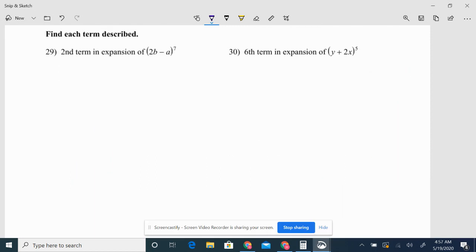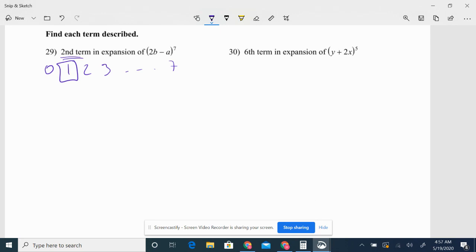Now let's take a look at number 29 and 30. Oh, for 27 and 28, expect one of those on the test. Now 29 and 30, we're going to review the binomial theorem. So our second term in the expansion of (2b minus a) to the seventh power. If I start counting at 0, all the way to 7, I'm going to see which one is my second number.